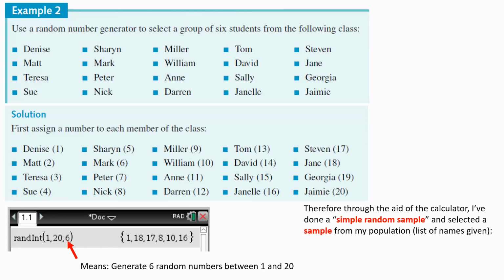So this allows you to find out the random integer. You're trying to pick out 6. The aim of this exercise, year 12s, the aim of this exercise is for you to get a simple random sample.